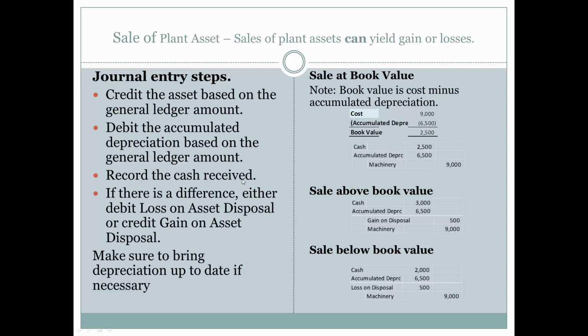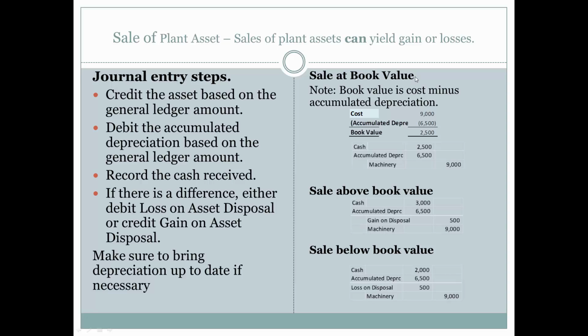Thirdly, we want to record the cash we received. Then we want to determine if there's a difference. Then we will either debit a loss on asset disposal or credit a gain on asset disposal. Make sure, if necessary, to bring the accumulated depreciation up to date.